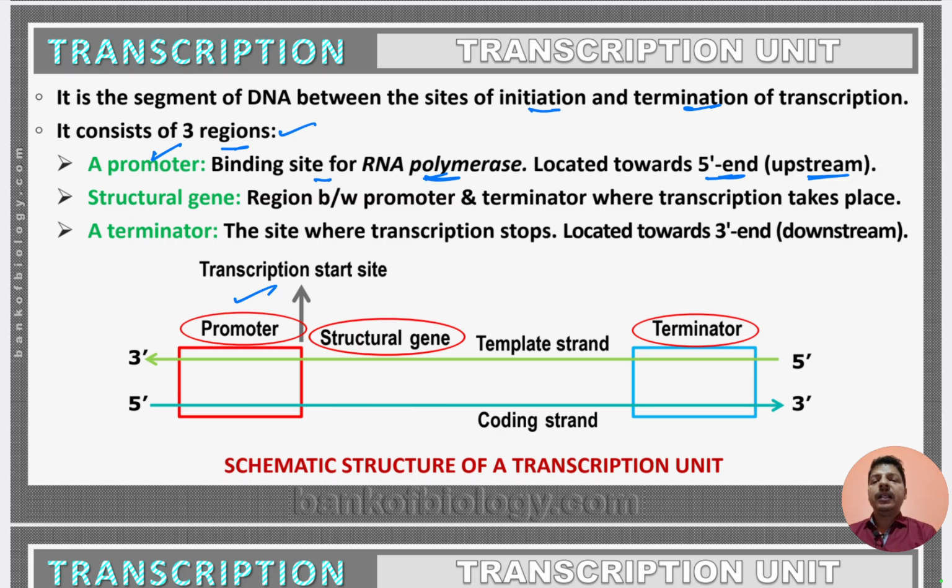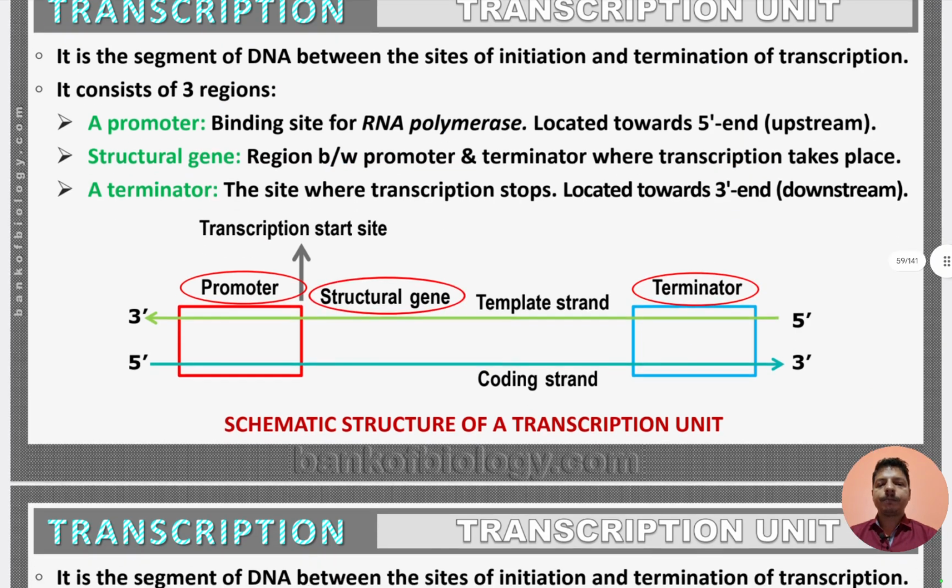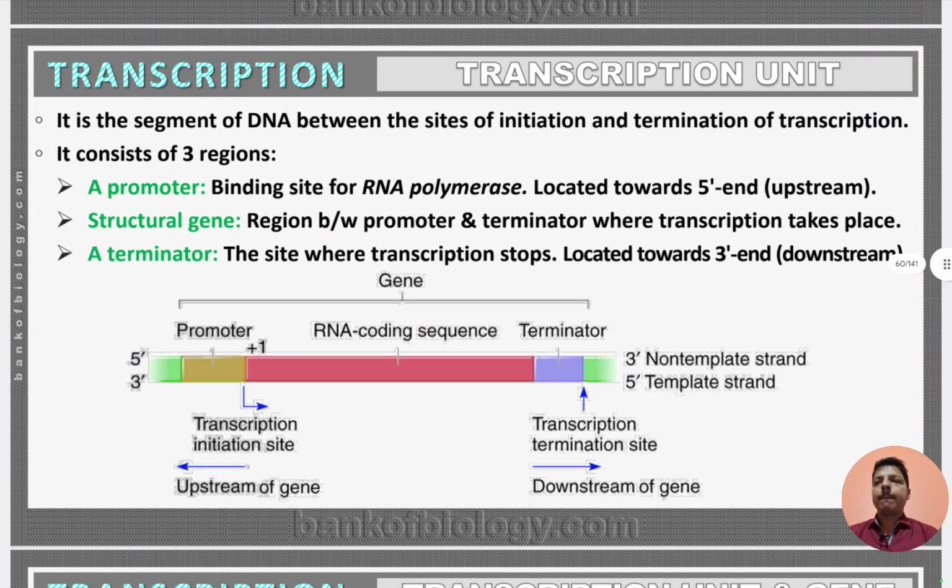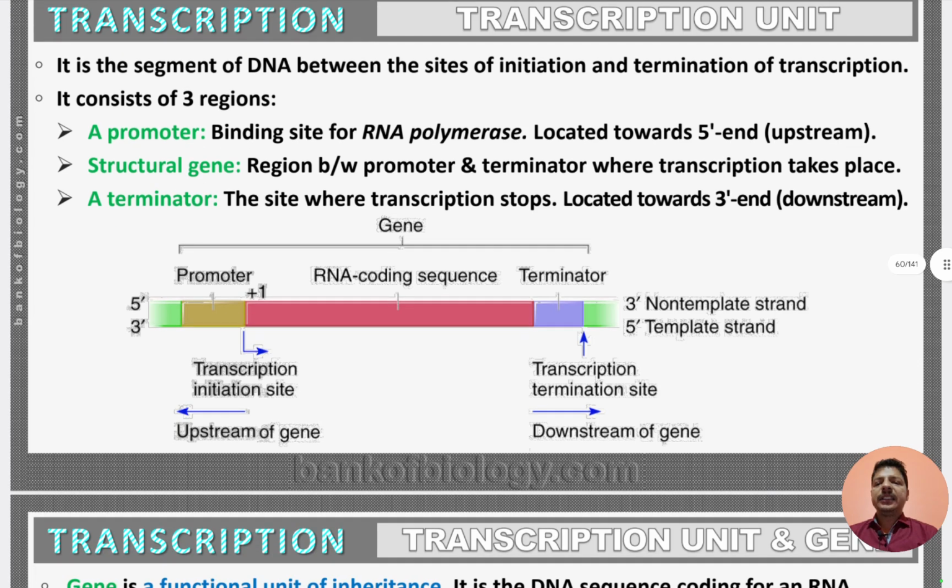Structural gene, the region between promoter and terminator where the transcription takes place. A terminator, the site where the transcription stops, located towards the 3' end, downstream. Terminator is present here. Then the same points are given here. You can see the promoter is present in this region, transcription initiation site, upstream of the gene, RNA coding sequences, then the terminator, and transcription termination site downstream of the gene.